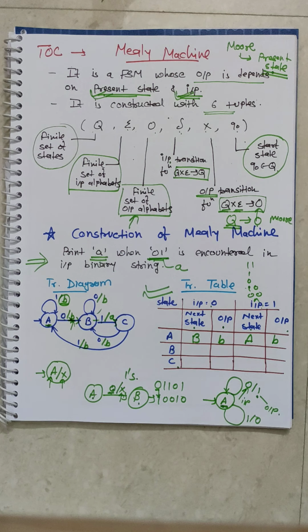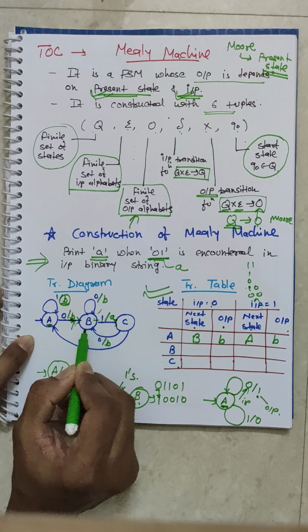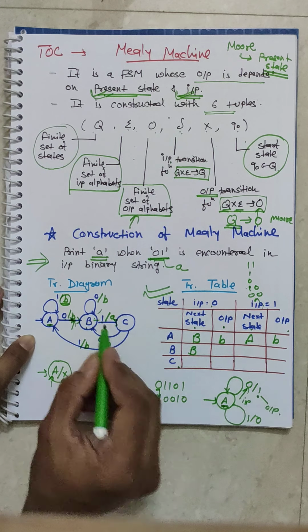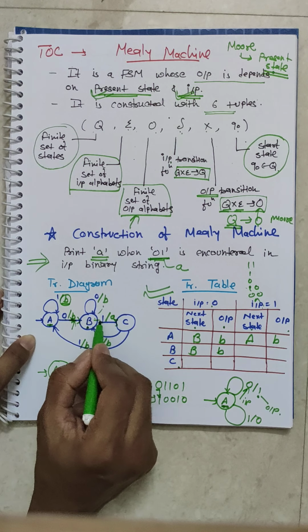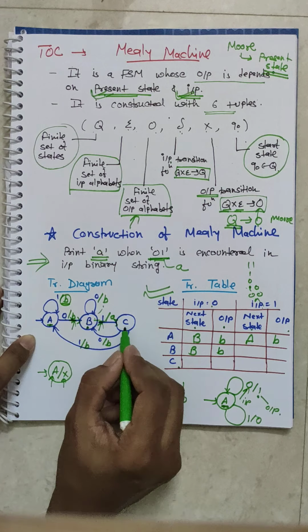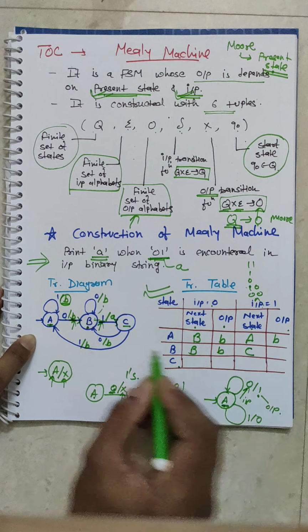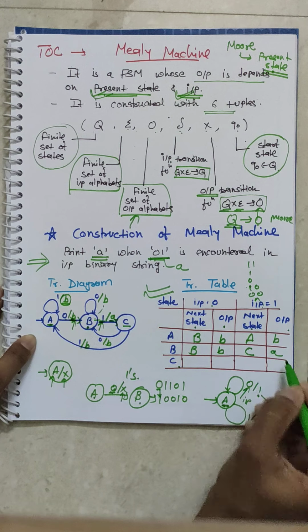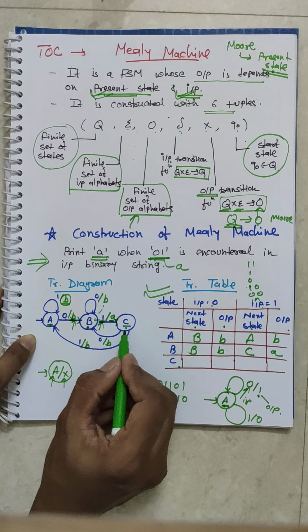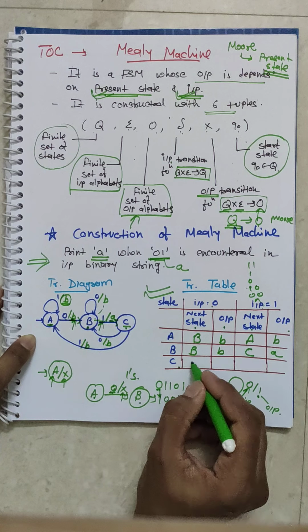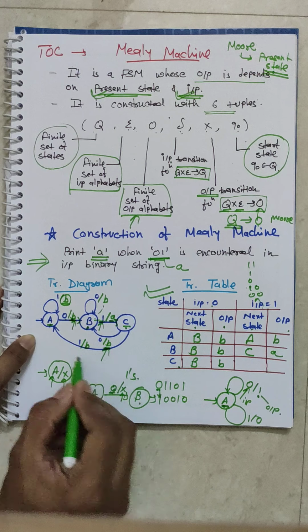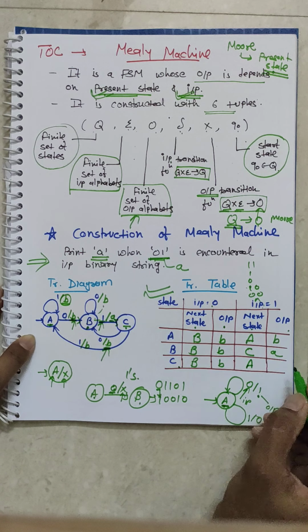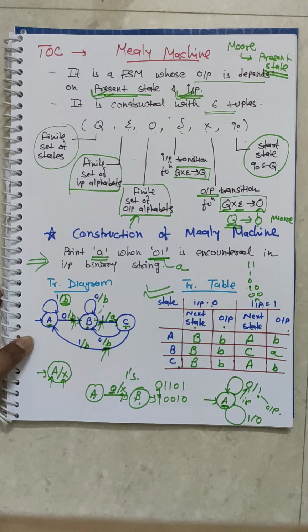In the same way, from state B, if the input is 0, then the next state is B and the output is B. From state B, if we give input 1, we go to the next state C and the output is A. For state C, if we give input 0, the next state will be B and the output is B. In the same way for 1, the next state is A and the output is B. So this is about the transition table.